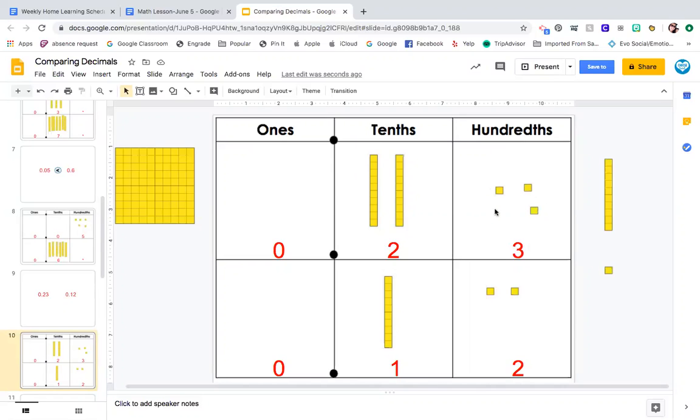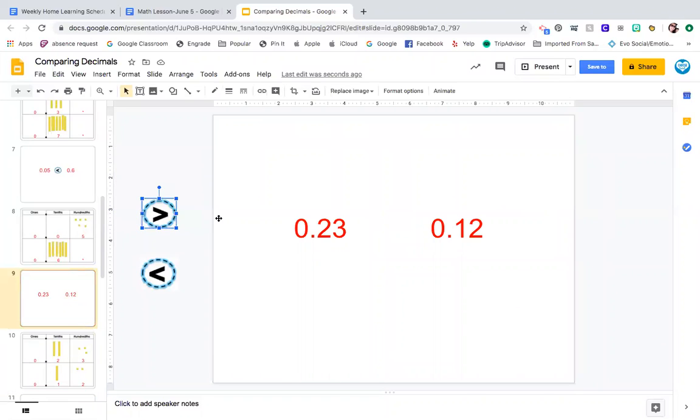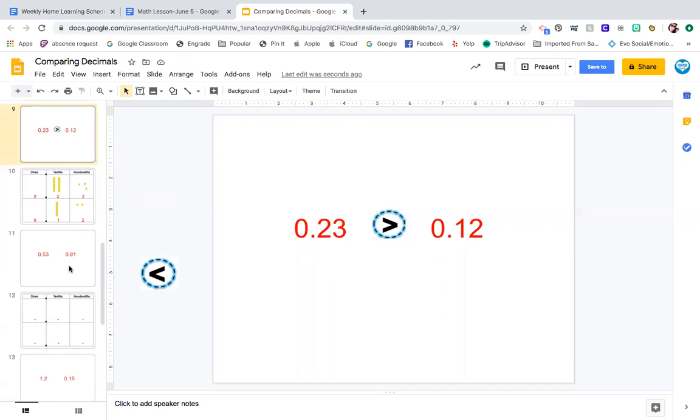Even though this number has more hundredths than this number, we're still working from left to right. And this tenths place is the place that tells us that the top number is larger or greater than the bottom number. So I can drag in my greater than symbol to show that 0 and 23 hundredths is greater than 0 and 12 hundredths. All right.